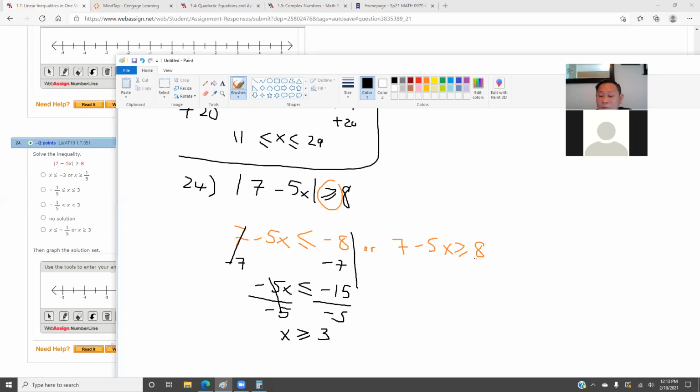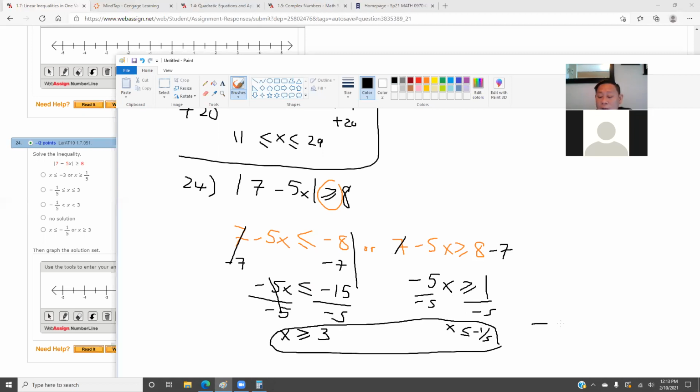Same thing over here. You subtract 7. What do you get? -5x is greater than or equal to 1. And then you divide by -5. And what happens? The sign switches again. So x is less than or equal to -1/5. So this is your answer.